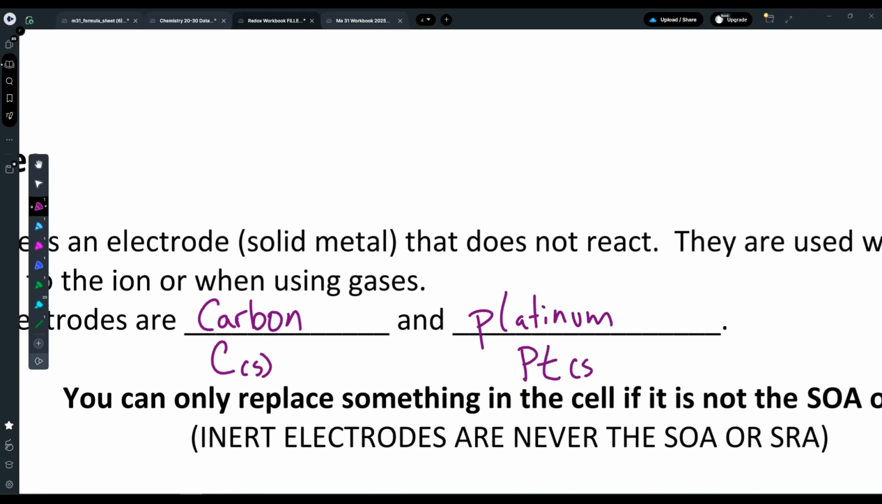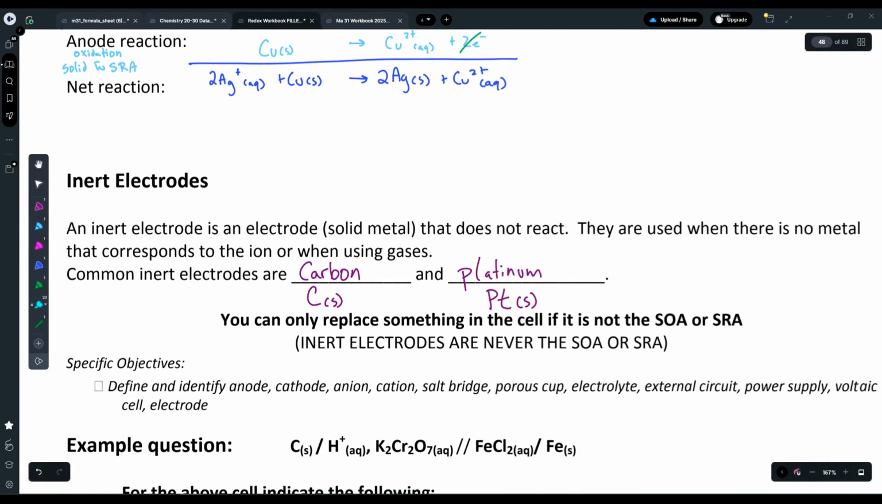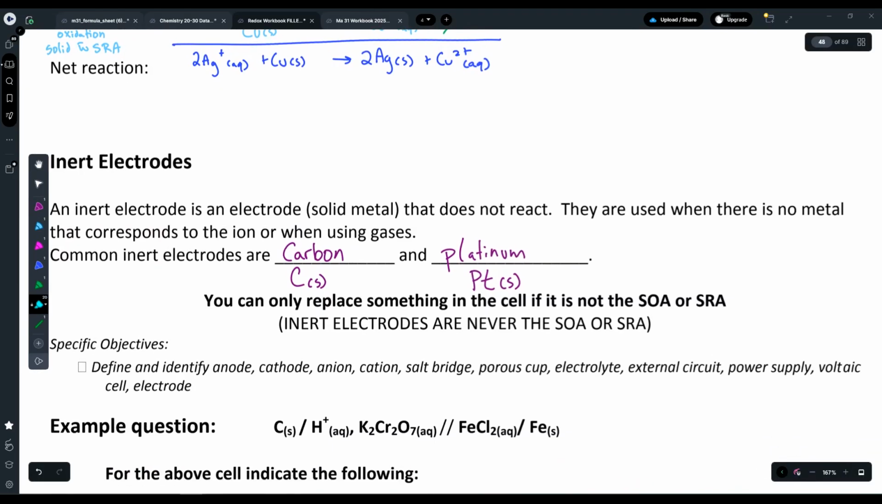So that's PT solid. We're saying solid because electrodes are always solid. Okay. So this next statement says you can only replace something in the cell if it's not the SOA or SRA, and inert electrodes are never the SOA or SRA. They're usually in the solution that contains either the SOA or the SRA. Kind of just depends on the question setup.